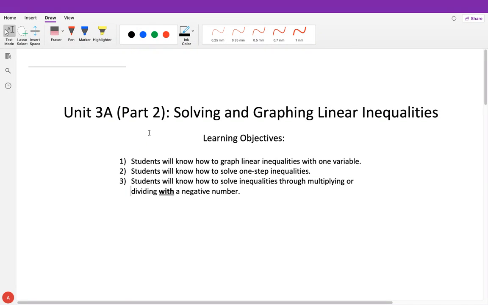All right, so I did split this video up into two different videos. So this second part, you don't need to write all this down again, but just know that we are going to be focusing on this third one with solving inequalities through multiplying or dividing with a negative number. We're still going to do a couple more examples of solving one step with positive, but this one's going to focus mainly on learning what we do when that number is negative. So let's talk about this first before we go through some examples.